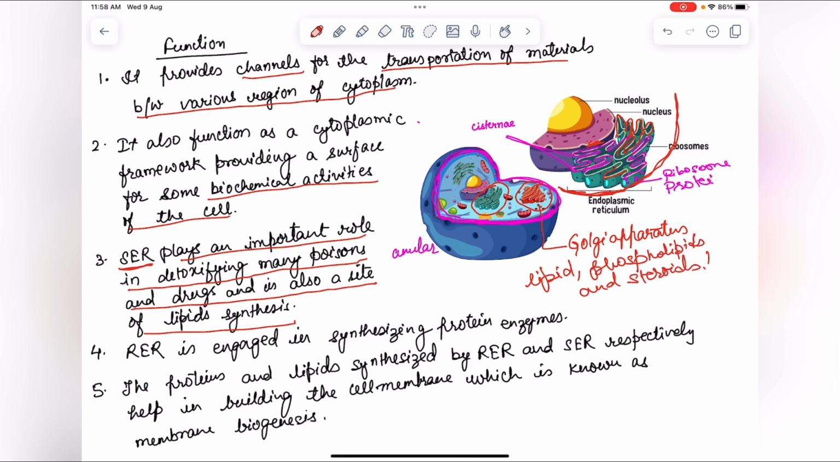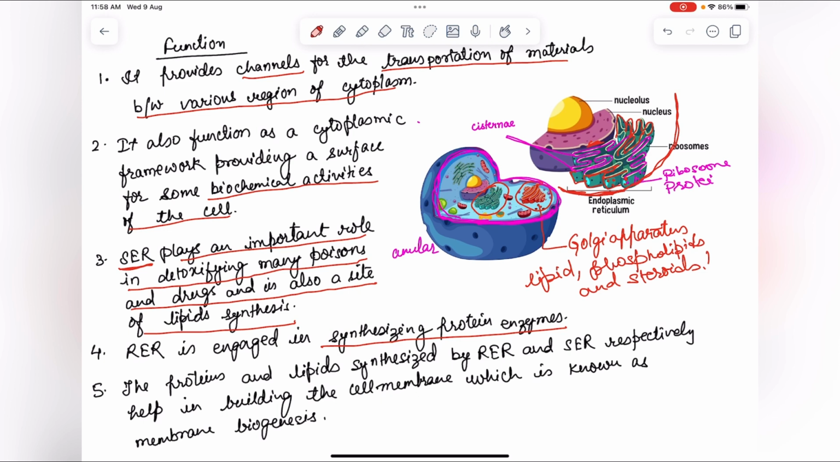Fourth point, rough endoplasmic reticulum is engaged in synthesizing protein enzymes. Ribosomes are present on the rough endoplasmic reticulum. It helps in the synthesis of protein, and proteins are used for the growth and development of the cell.